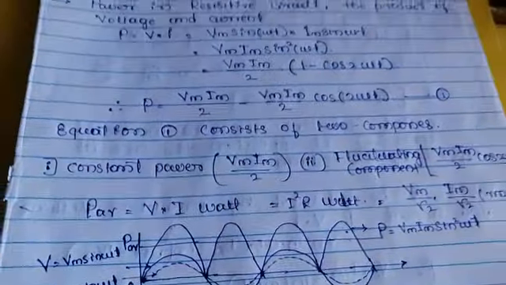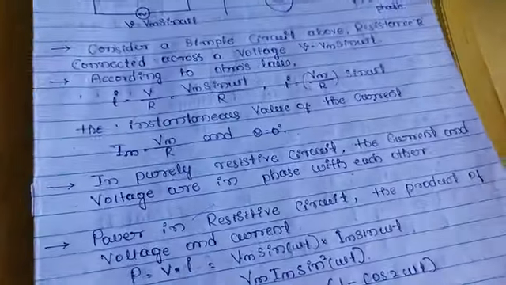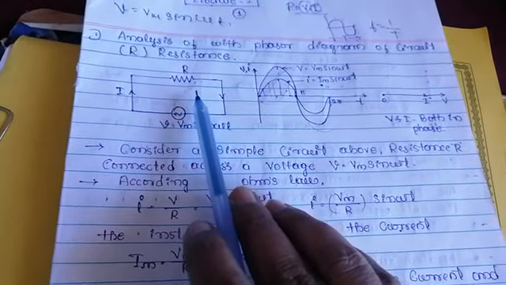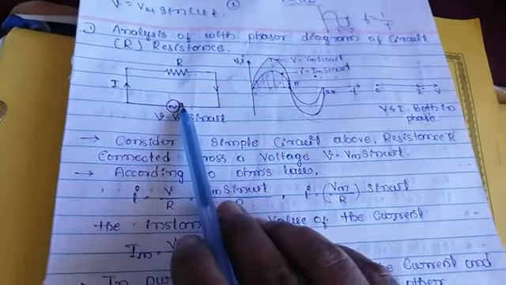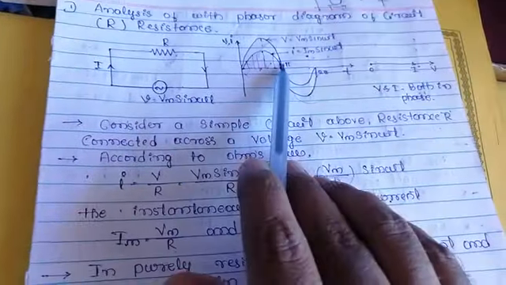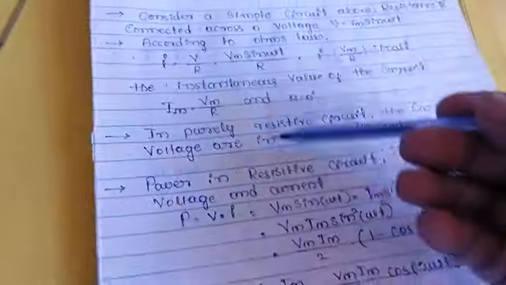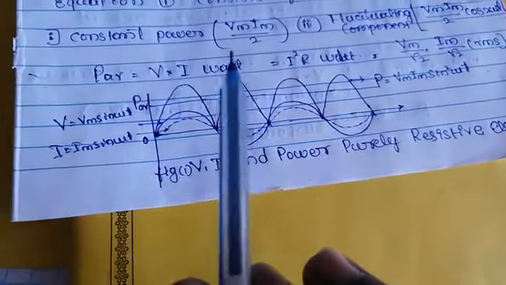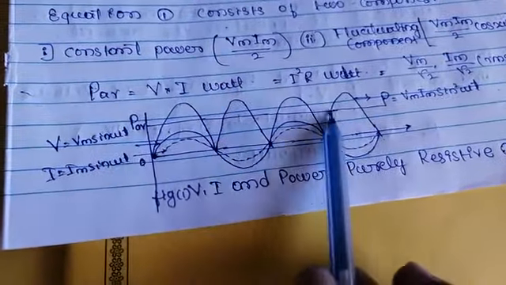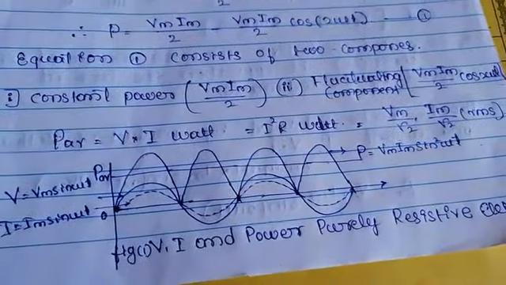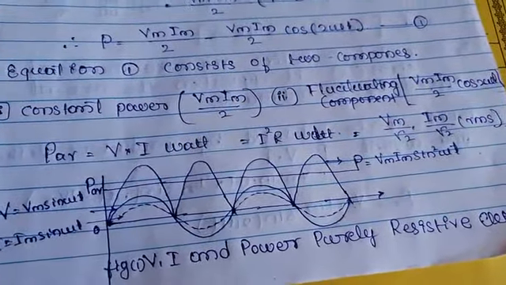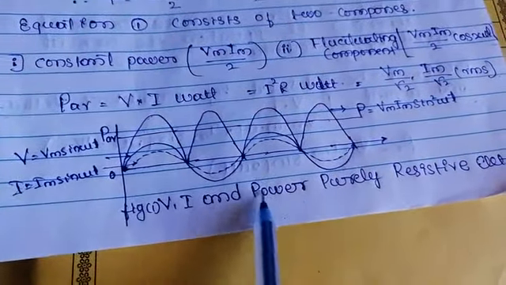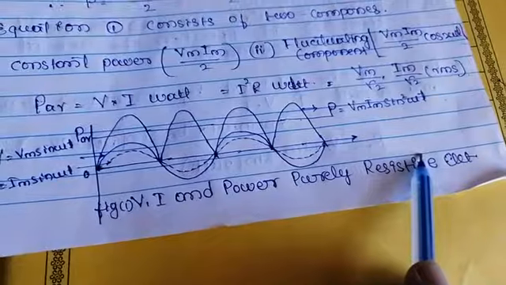In your examination, if the question asks to analyze or explain the resistive circuit with a circuit diagram, then you have to draw the circuit diagram, waveform, phasor diagram, then you have to explain and write what happens in a resistive circuit. Power, it is average power. Average power means we take the average over the positive half cycle and negative half cycle. This is V, I and power for a purely resistive circuit.